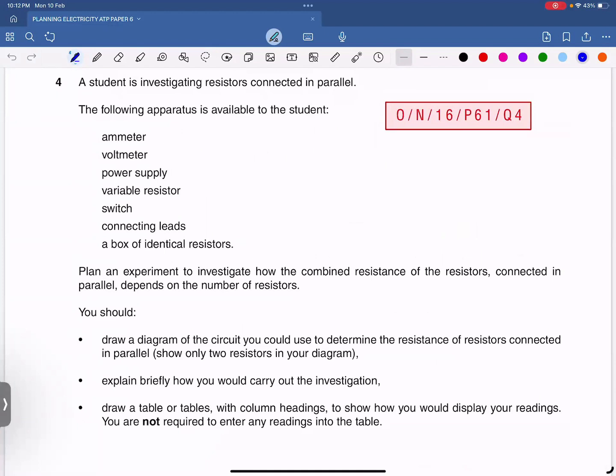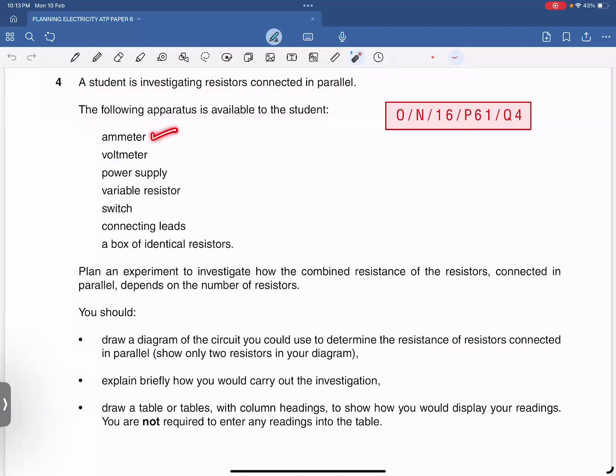In this video, we'll be solving another planning question. It's a planning and investigating question, October-November 2016, paper 6, variant 1, electricity. Let's read the question. A student is investigating resistors connected in parallel. The following apparatus is available to the student.